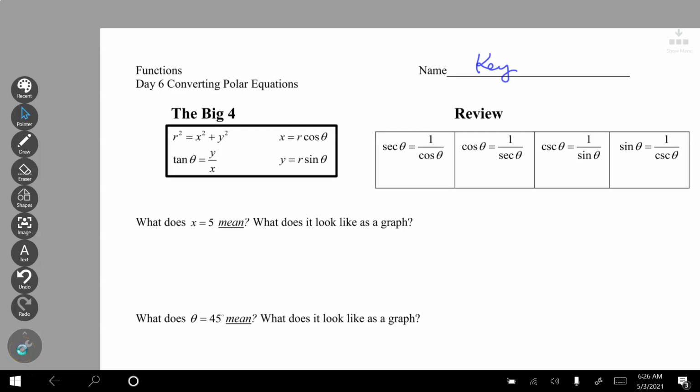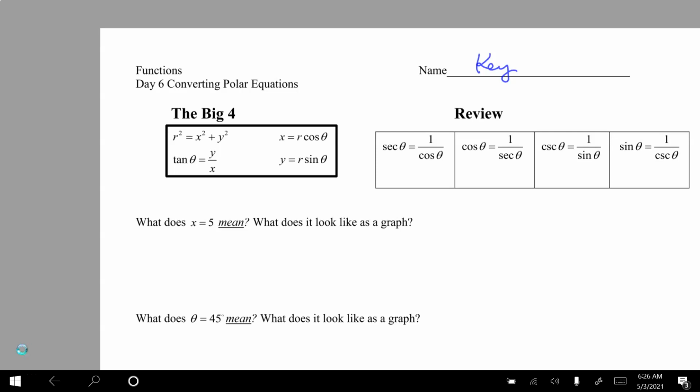Welcome to day 6, converting polar equations. Today we're going to work with equations that are in Cartesian, rectangular, x and y's, and we're going to convert them to polars with r's and thetas, and vice versa, having equations with r's and thetas and making them into equations with x's and y's.